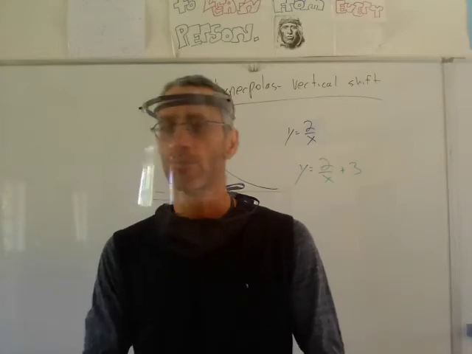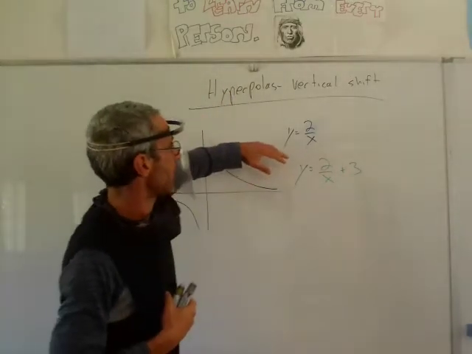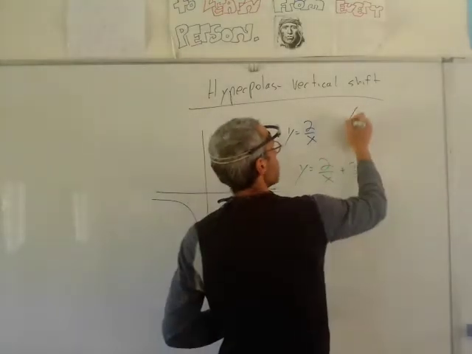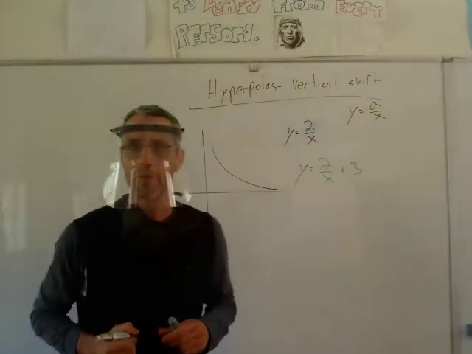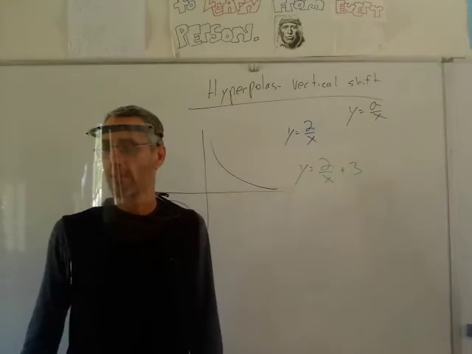This is our second, probably last lesson on hyperbolas. We looked at hyperbolas that looked like this. I'll give a general one: y equals a over x. We saw that they all have this shape, which is quite different to the functions that we had so far.